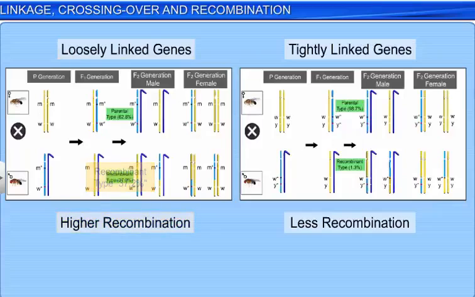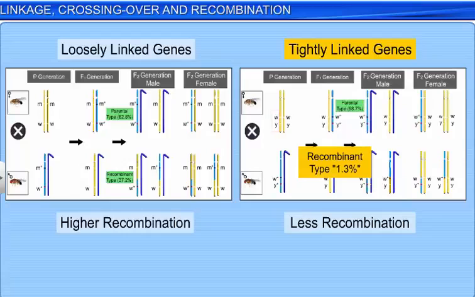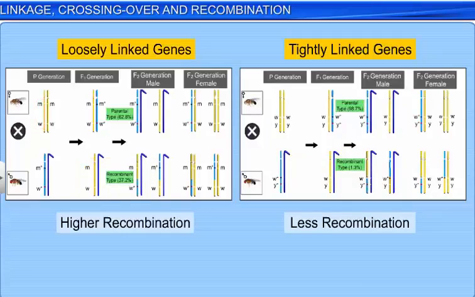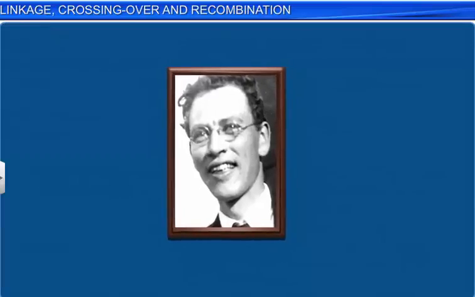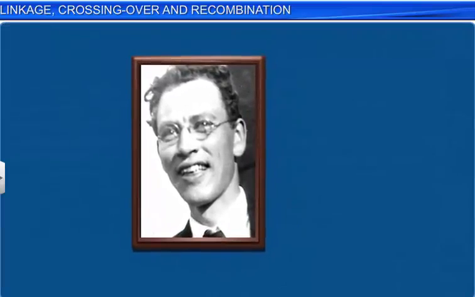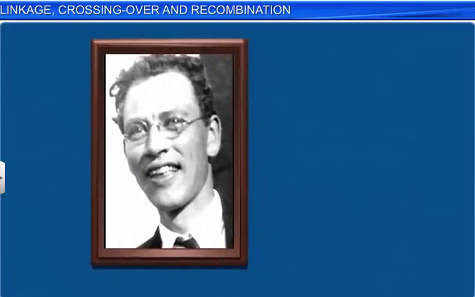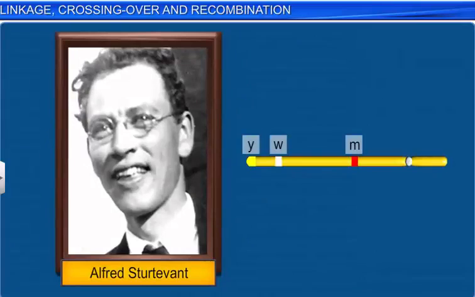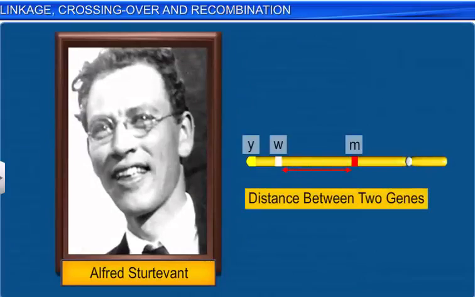For example, the yellow and white genes showed a recombination of just 1.3%, as these genes were tightly linked, while the white and miniature genes showed a recombination of 37.2%, as these genes were loosely linked. This linkage and the frequency of recombination of genes on the same chromosome were used by Morgan's student, Alfred Sturtevant, as a measure of the distance between genes to map their position on the chromosome.